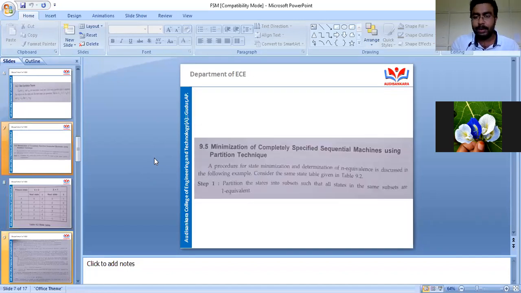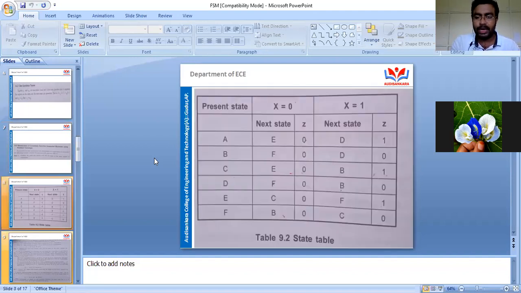If you want to minimize this completely specified state machine with the help of the partition technique, we need to identify each and everything. We have to make groups from the state table. Let us see what step number 1 is. Students, it is a very simple technique. Listen to this and look at the table clearly. Look at the states available here: state A, state B, state C, D, E, and F are the states given.